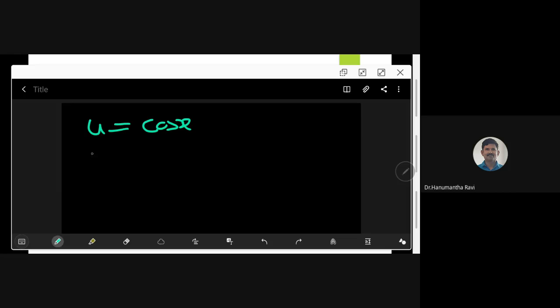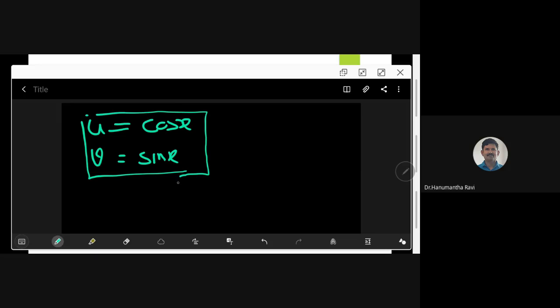We say sin x. So now see, you look at this transformation. There are two variables, u and v, and each is a function of say two variables x and y. u of x y is cos x, v of x y is sin x. Then look at the Jacobian of this.